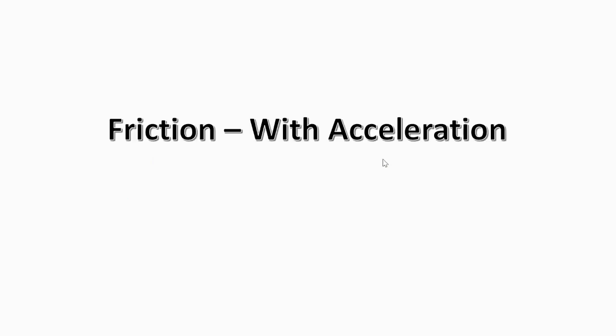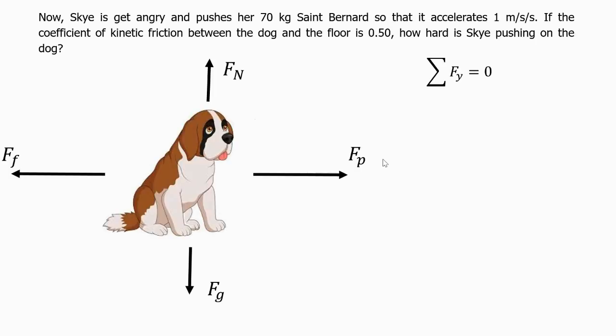Okay, so one more example we haven't looked at, and that is friction with acceleration. So let's look at that. This time Skye is getting angry with this dog, and she pushes it hard enough that it accelerates at 1 meter per second squared. If the coefficient of kinetic friction between the dog and the floor is 0.5, like last time, how hard is Skye pushing on the dog? So this time she's starting to accelerate the dog. So it's no longer going to be a balanced force equation in the horizontal, right? It still is vertically, but not horizontally. We're going to try to figure out how hard she's pushing.